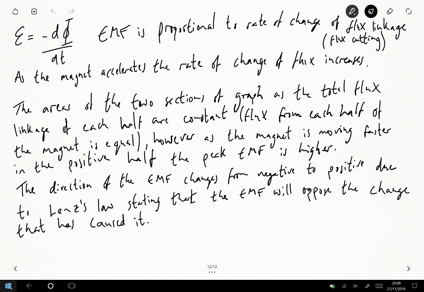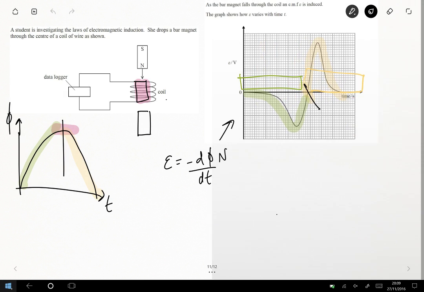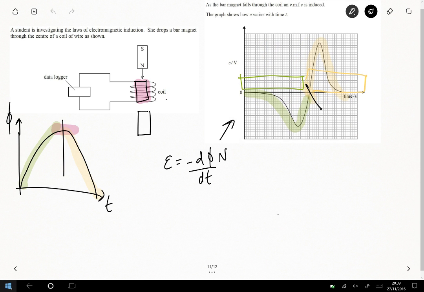As the magnet accelerates, the rate of change of flux increases. So we're saying the magnet is accelerating. So the rate of change of flux is increasing because the flux that's in the magnet is increasing, and it's increasing at an increasing rate, which explains this part of the graph. Here we have some flux entering at high speed as the magnet accelerates.